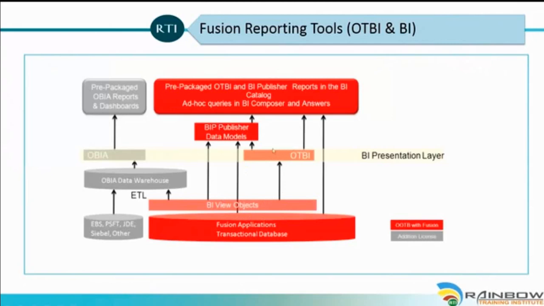From the database, we can have OTBI, which typically refers to that database and creates the prepackaged reports or custom reports or ad hoc queries using BI Composer and Answers. I will talk about what these things are. This is a typical architecture of OBIEE. So we have OTBI, the reporting tool, and BI Publisher. SQL queries are from analysis also. We can create BI Publisher reports, that is another tool. And the last one is OBIA, which needs additional licensing to extract data from multiple sources along with the Fusion applications.